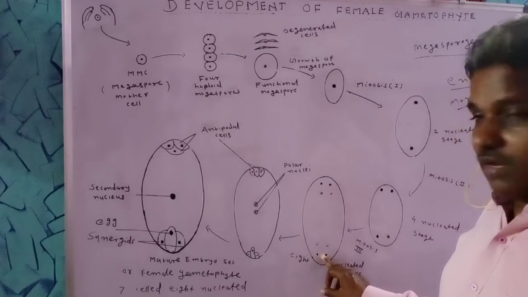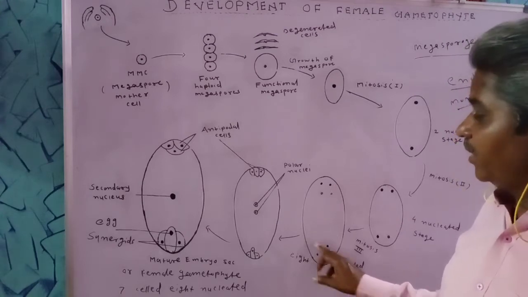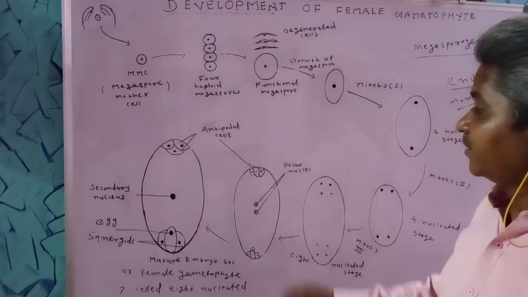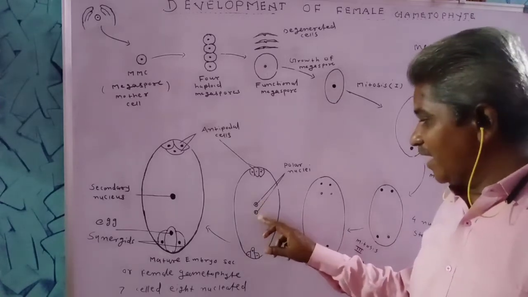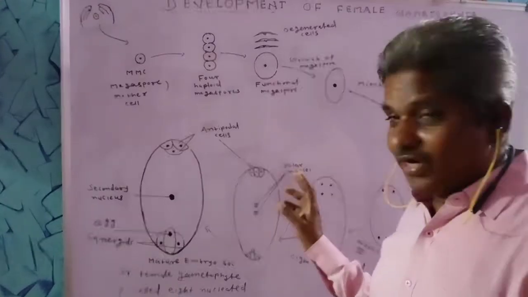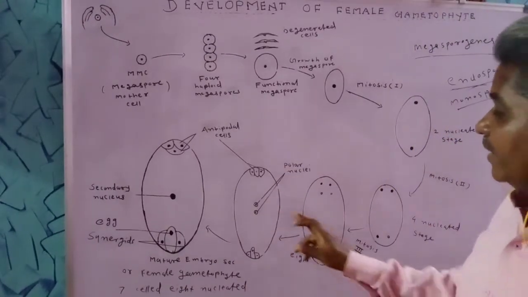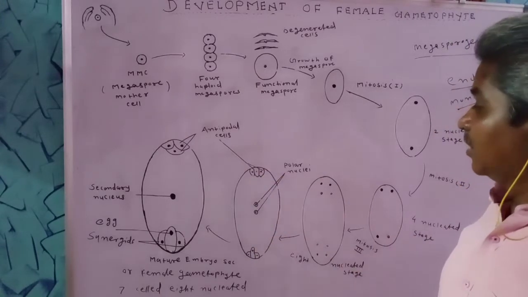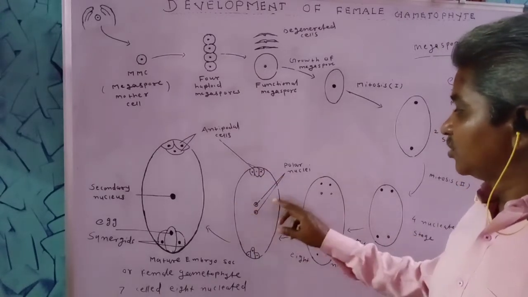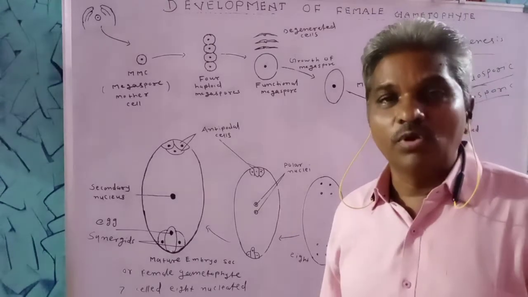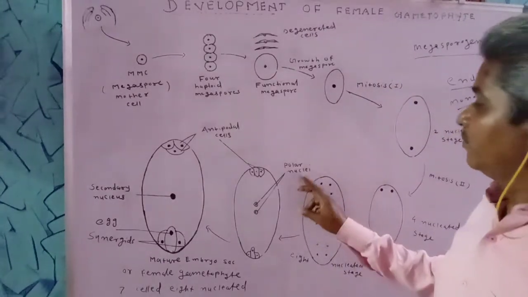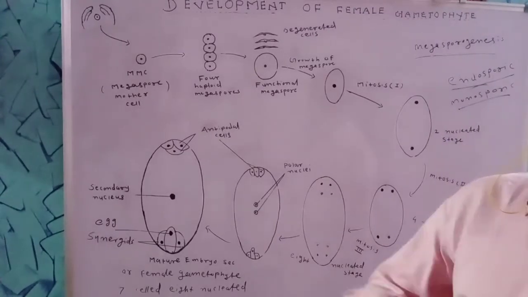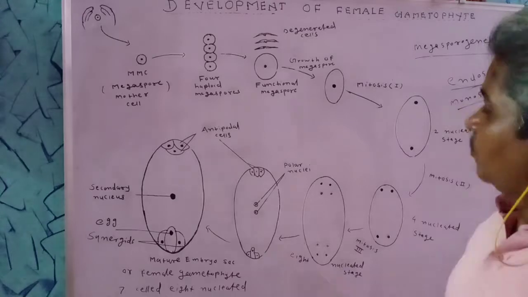From the micropylar end, another nucleus migrated to the center. So these two nuclei, which migrated from each pole and collected at the center of this cell, are called polars. These polar nuclei are haploid.